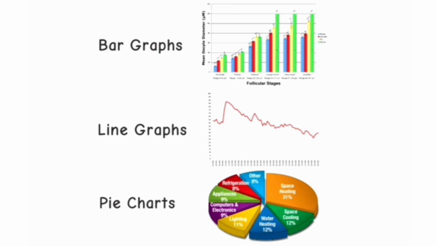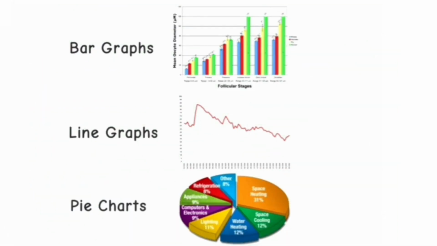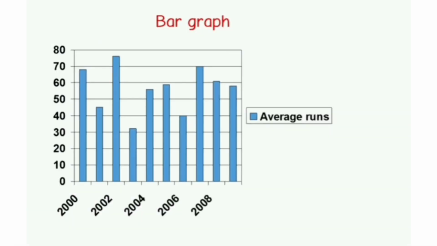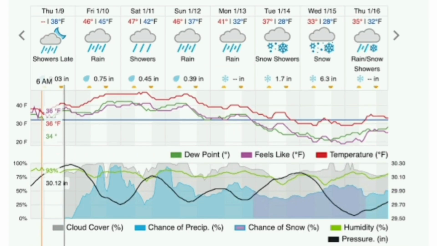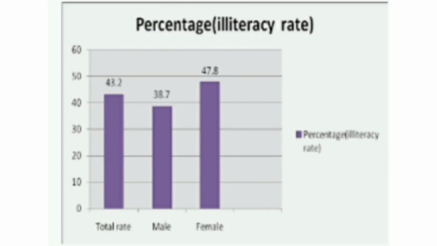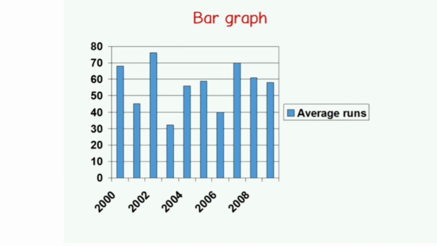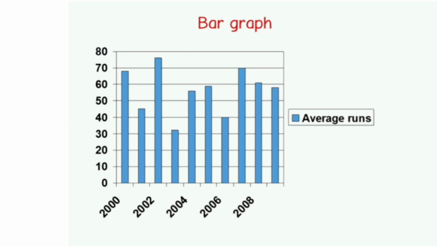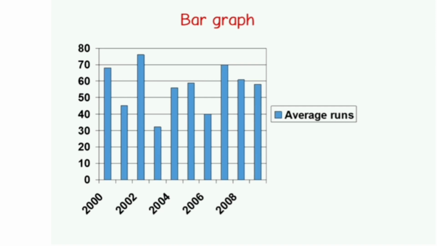What are the different things you can record in a graph? Graphs are used to convey information such as cricket scores, weather forecast, rainfall, literacy, population and many more such things. Now take a look at this graph. This graph is made up of bars, so it is called a bar graph. As you can see, all the bars have the same width and are equally spread from each other. However, each bar has a different height. It is the height of the bar that tells us its value.